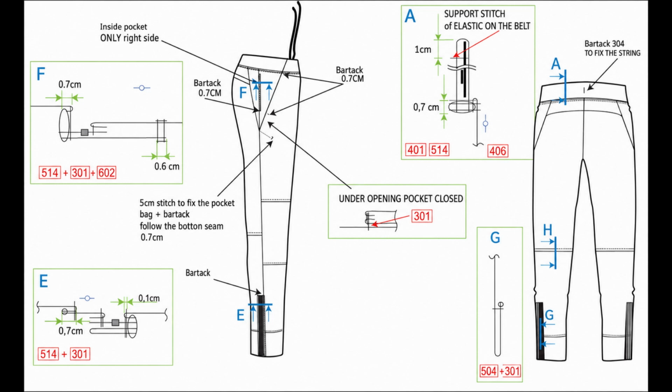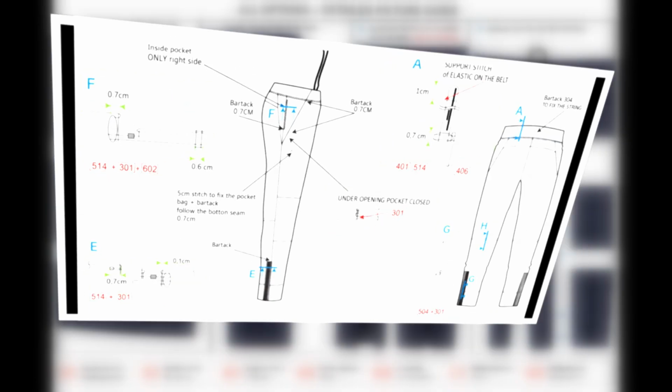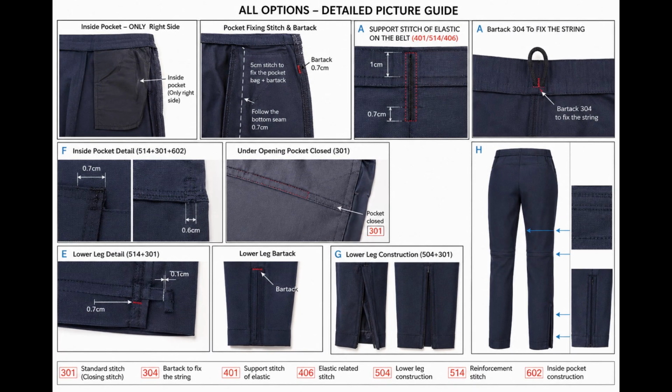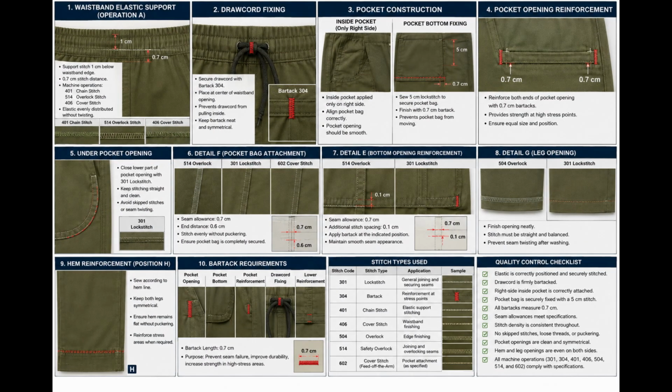Detailed garment construction and sewing instructions. The picture shows the front and back construction details of a technical garment pant including pocket construction, bar tacks, elastic support stitching, opening closure, and hem leg finishing. The sewing operations should be followed carefully according to the indicated stitch types, seam distances, and operation numbers.